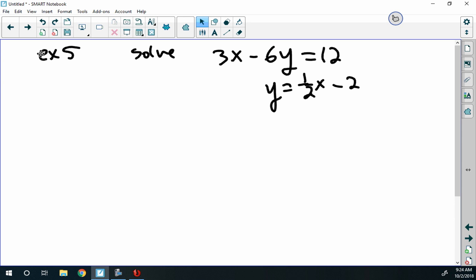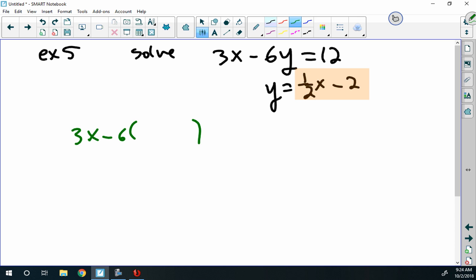Sometimes these are already set up real nice for the elimination method. Sometimes they're already set up nice to graph. What's this one set up perfectly to do? Which technique? Substitution, I think. Right? Because we already have y solved. We already know that this is what y equals. So we could say that 3x minus 6y is 12. So in place of y, we're going to put 1/2 x minus 2.